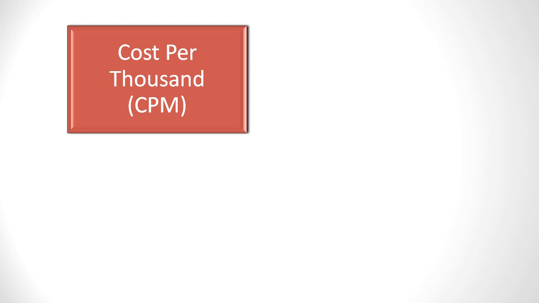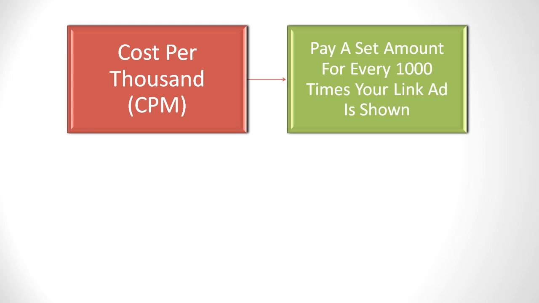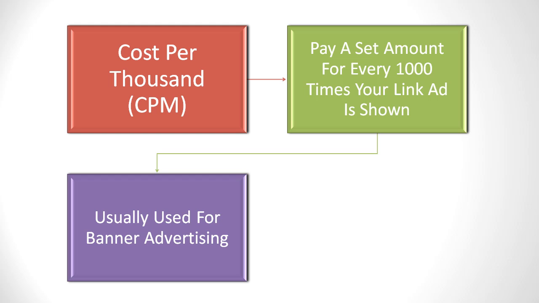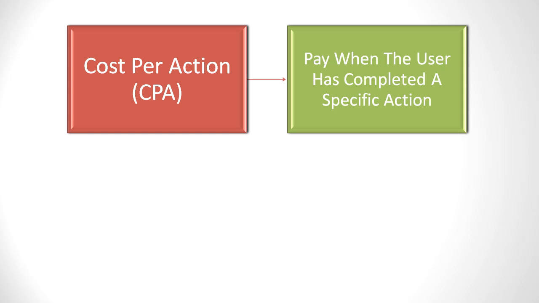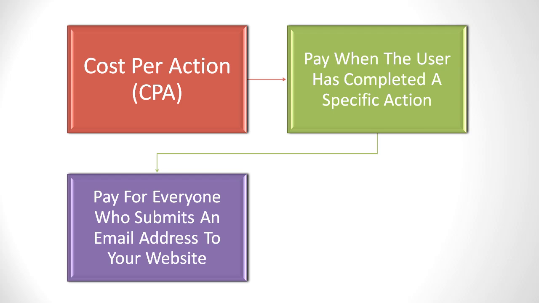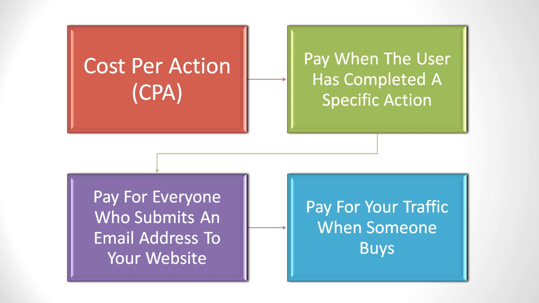Cost per thousand, or CPM. This is a form of paid traffic where you only pay a set amount for every 1,000 times your link advertisement is shown. This type of traffic is usually used for banner advertising. Cost per action, or CPA. This is a form of paid traffic where you only pay when the user has completed a specific action. For instance, you can only pay for everyone who submits an email address to your website, or you can only pay for your traffic when someone buys something.